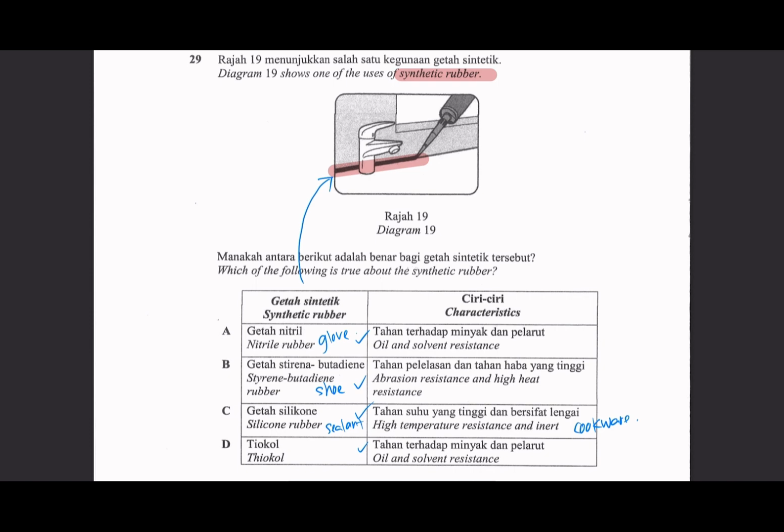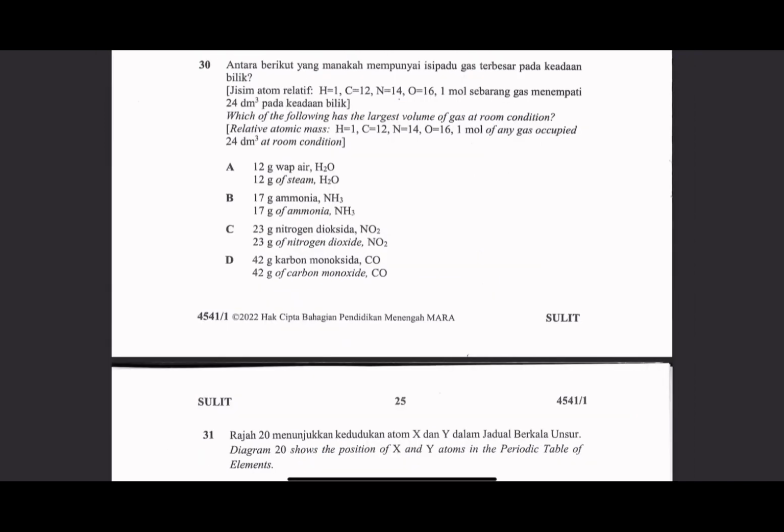Duoco normally we use as a sealant. So in this case, refer to the diagram. The most suitable synthetic rubber is Duoco. Question 30. Which of the following has the largest volume of gas at room temperature?